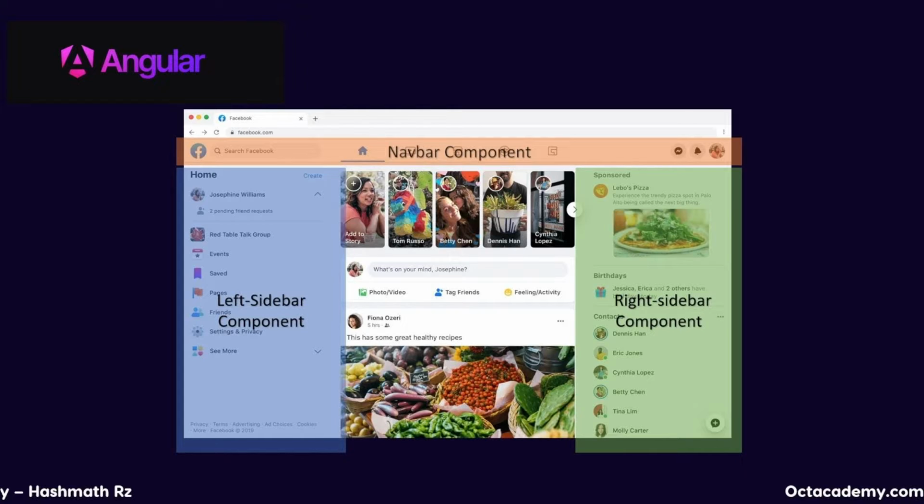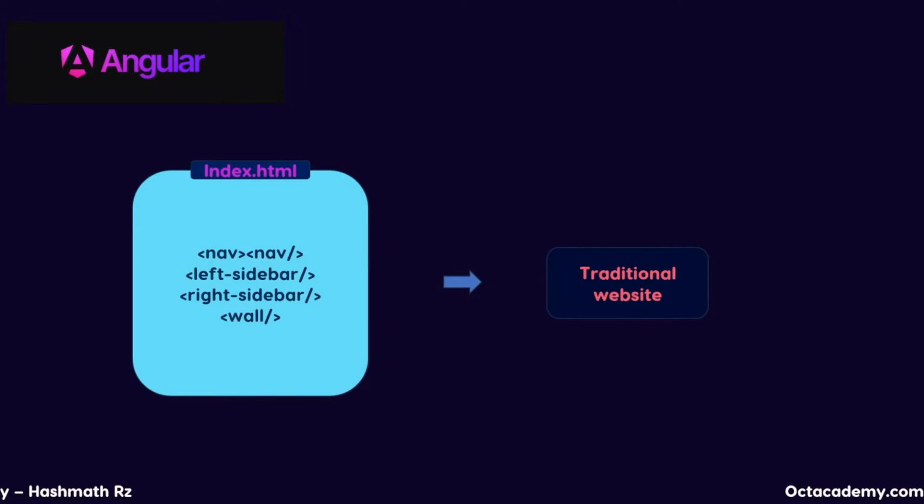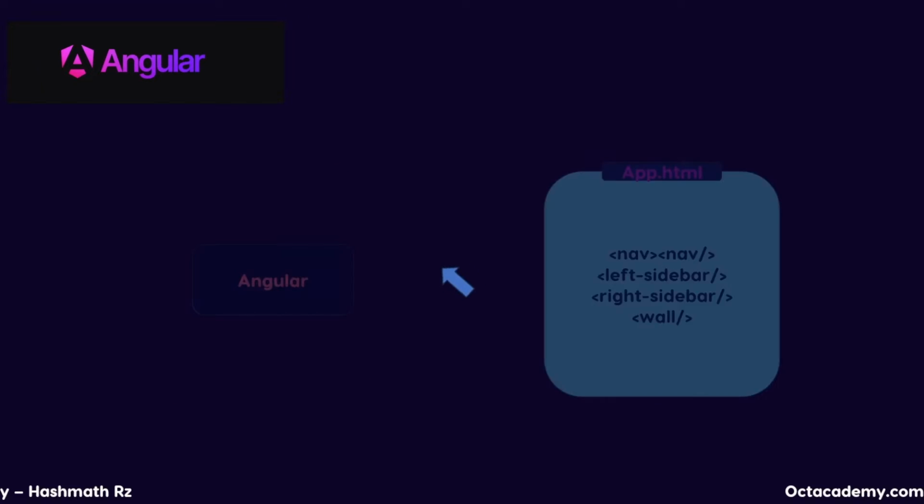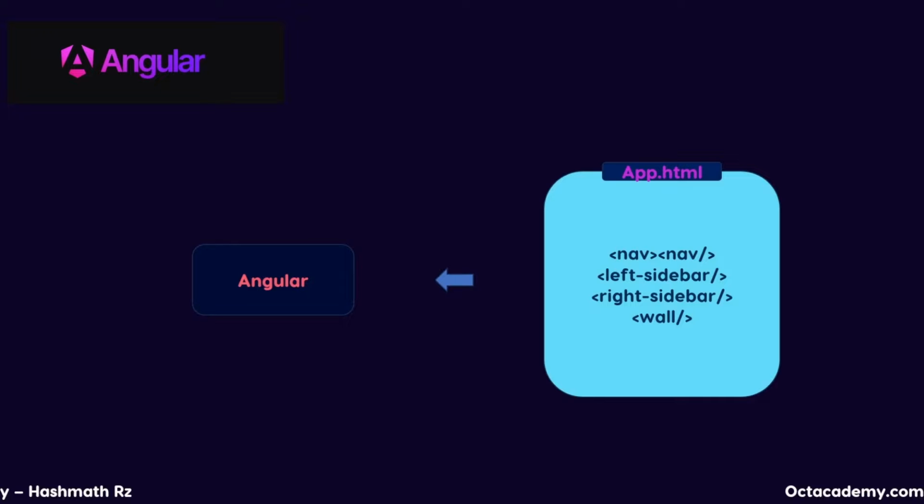In Angular also, we can create this Facebook layout using only one page, like traditional web designs. So we add all the markups for the Facebook homepage, including the navbar, sidebar, and the post walls codes inside a single index.html file, right? So like this, in Angular also, we can add all the markups for this Facebook homepage inside the app component HTML file. But guys, trust me, it's not a good practice in Angular.